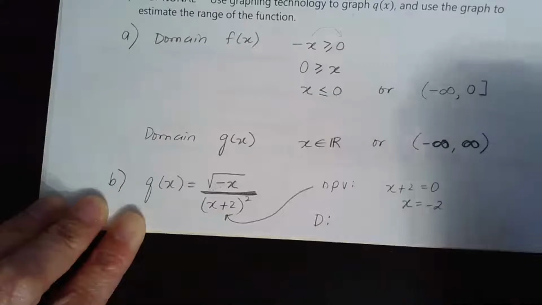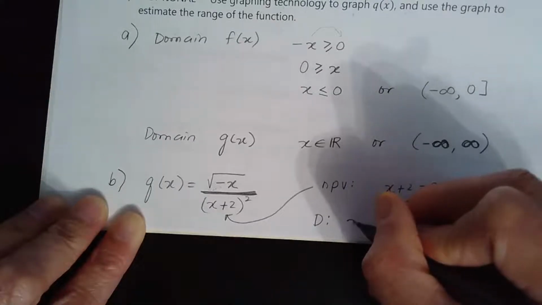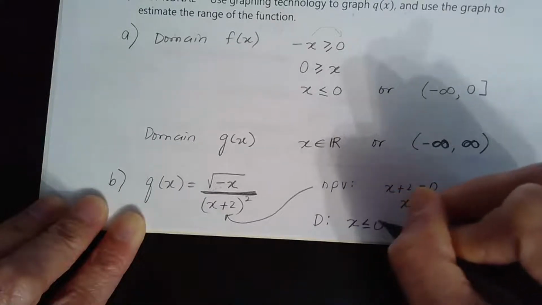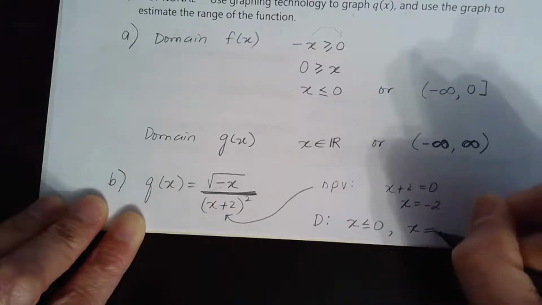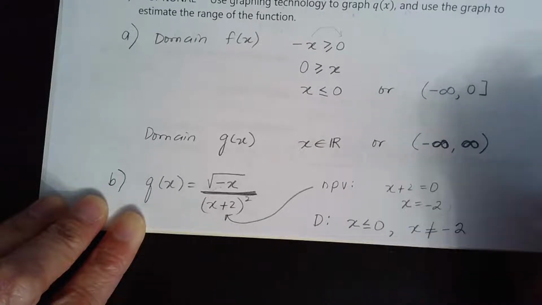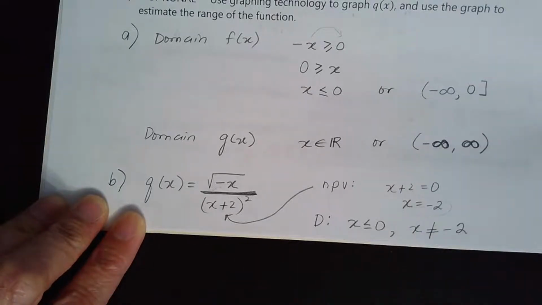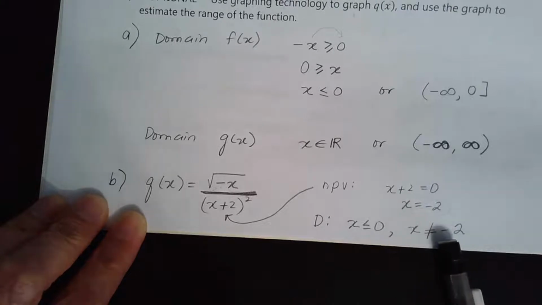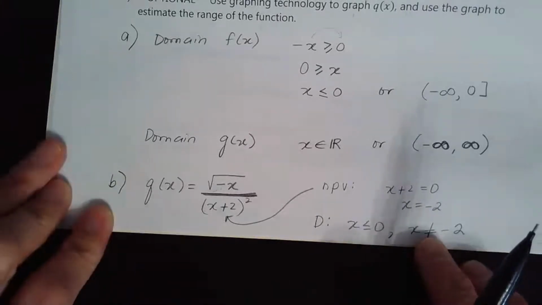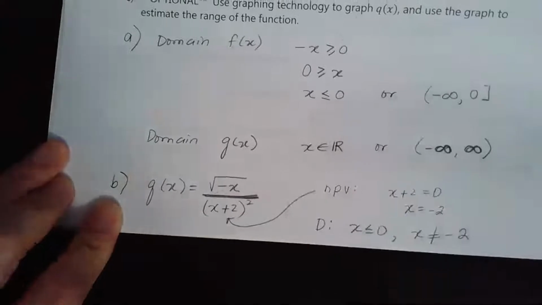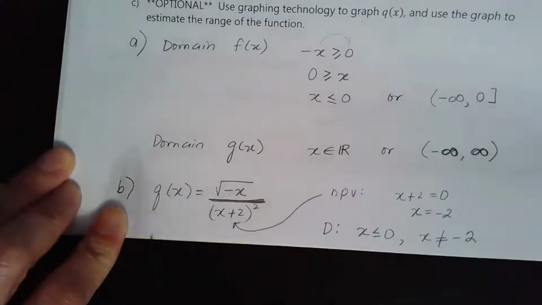So we know that the domain is going to be x less than or equal to 0, except that x cannot be negative 2. Once we graph this, we're going to see what this is. I think we've learned this before, and that is going to be the location of a vertical asymptote. That's the location of the vertical asymptote. So now let's go ahead and graph that and see what the graph looks like.